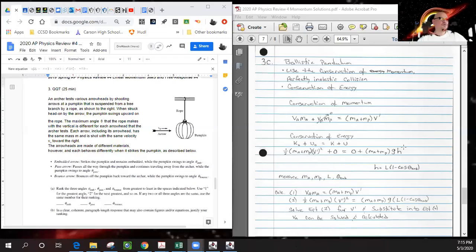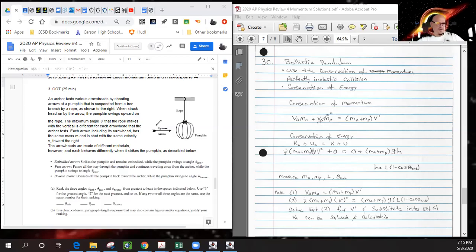Okay, all right. So question 3 is a QQT, 25 minutes. Okay, and let's look at the problem here. We have an arrow going into a pumpkin. Okay, and so what happens is that in one case, the arrow.